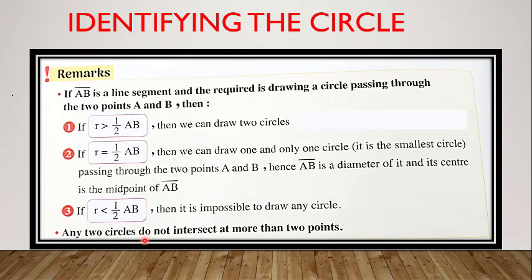So any 2 circles don't intersect at more than 2 points. Any 2 circles can intersect in only 2 points.